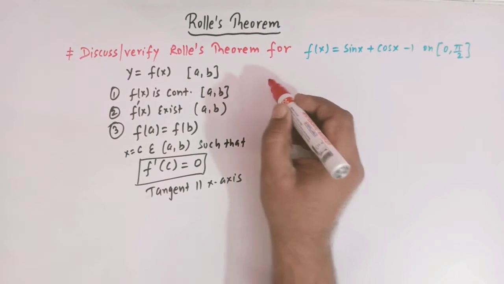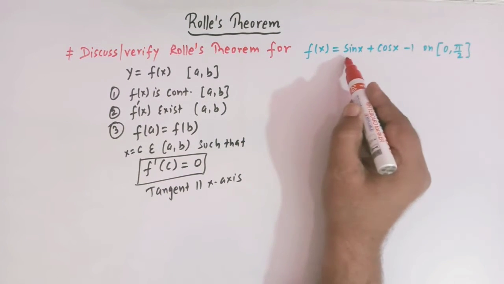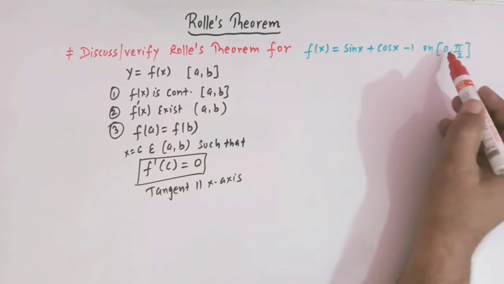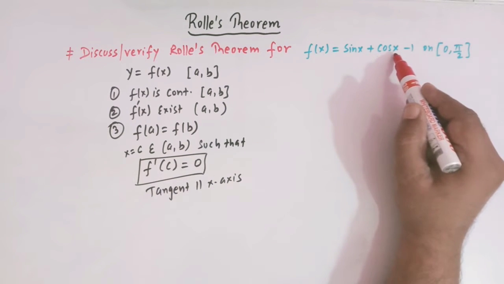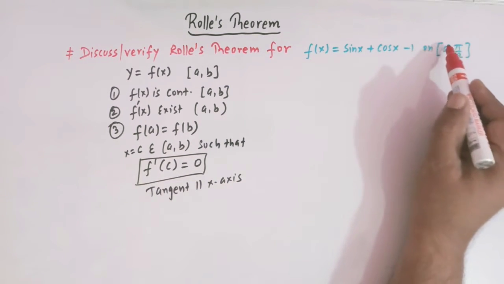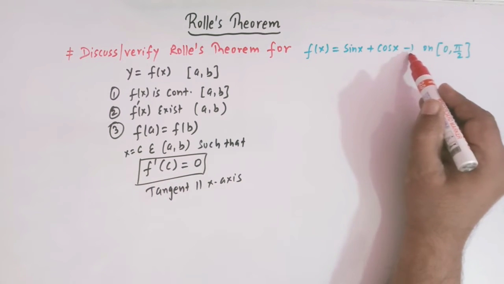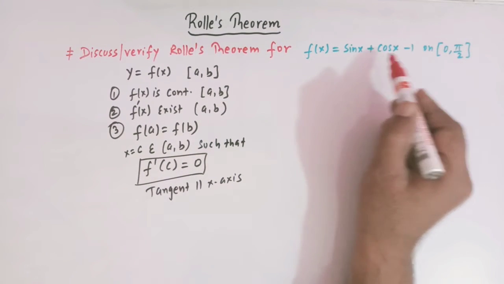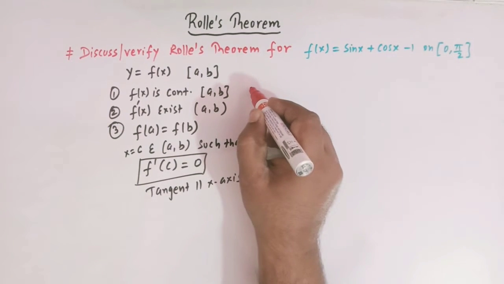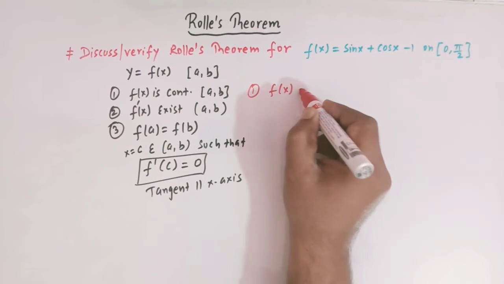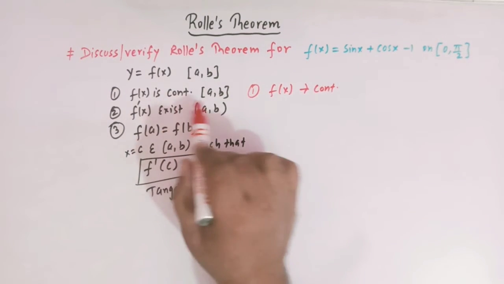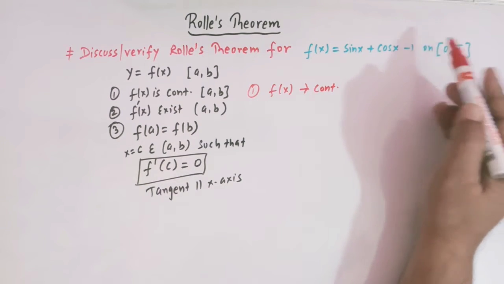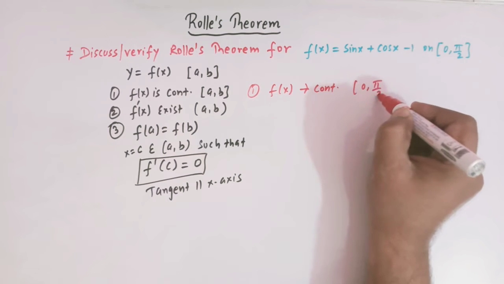Now here we see that this function is a combination of continuous functions. Sin x is a continuous function in this interval 0 to pi by 2. Cosine function is also a continuous function in this interval 0 to pi by 2, and 1 being the constant function, f of x is a sum of continuous functions, so therefore f of x is continuous. So the first condition is satisfied, that is, f of x is a continuous function in this interval, 0 to pi by 2.